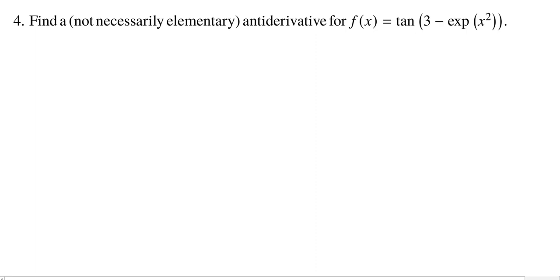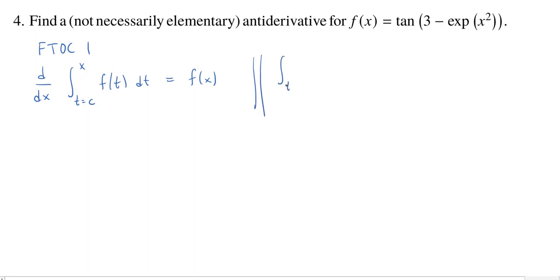So let's see here. What would be an antiderivative? Well, let's recall quickly. I call it FTOC 1, the first fundamental theorem of calculus. That tells us if we take the derivative with respect to x of a function defined from c to x, and say we have some function f of t dt, then this derivative is equal to f of x. Now, what this tells you in words is that the integral from c to x of f of t dt is an antiderivative of f of x.